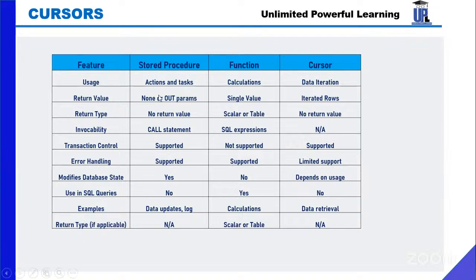Regarding the return value: stored procedure returns none or an out parameter, and a function always returns a single value. But here, with the cursor, it just iterates row by row, so you get one record at a time. Return type: for the cursor, no return value. For the function, scalar or table, so the return data type can be anything. For the cursor, no return value here; it is not a value.